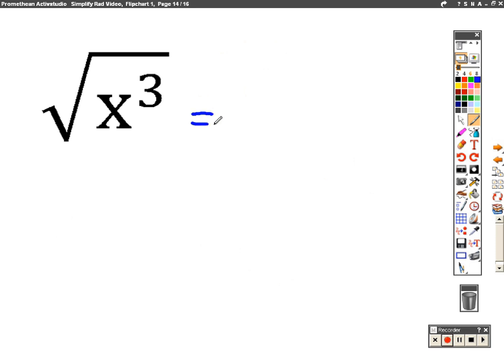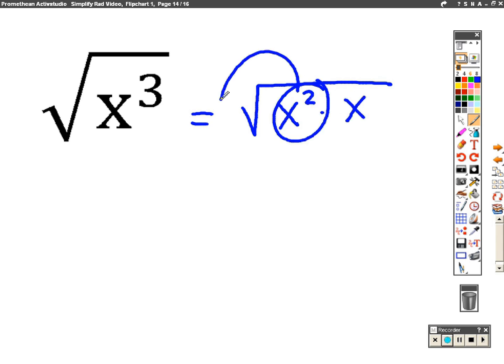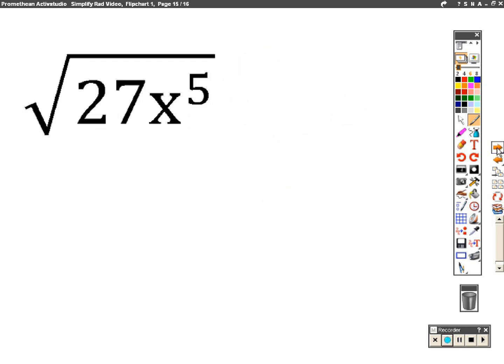X to the 3rd power, x squared times x. Why did we pick x squared? It's a perfect square. It pops right out of my radical sign. X radical x. This last one, I promise. I know you guys are scared now.